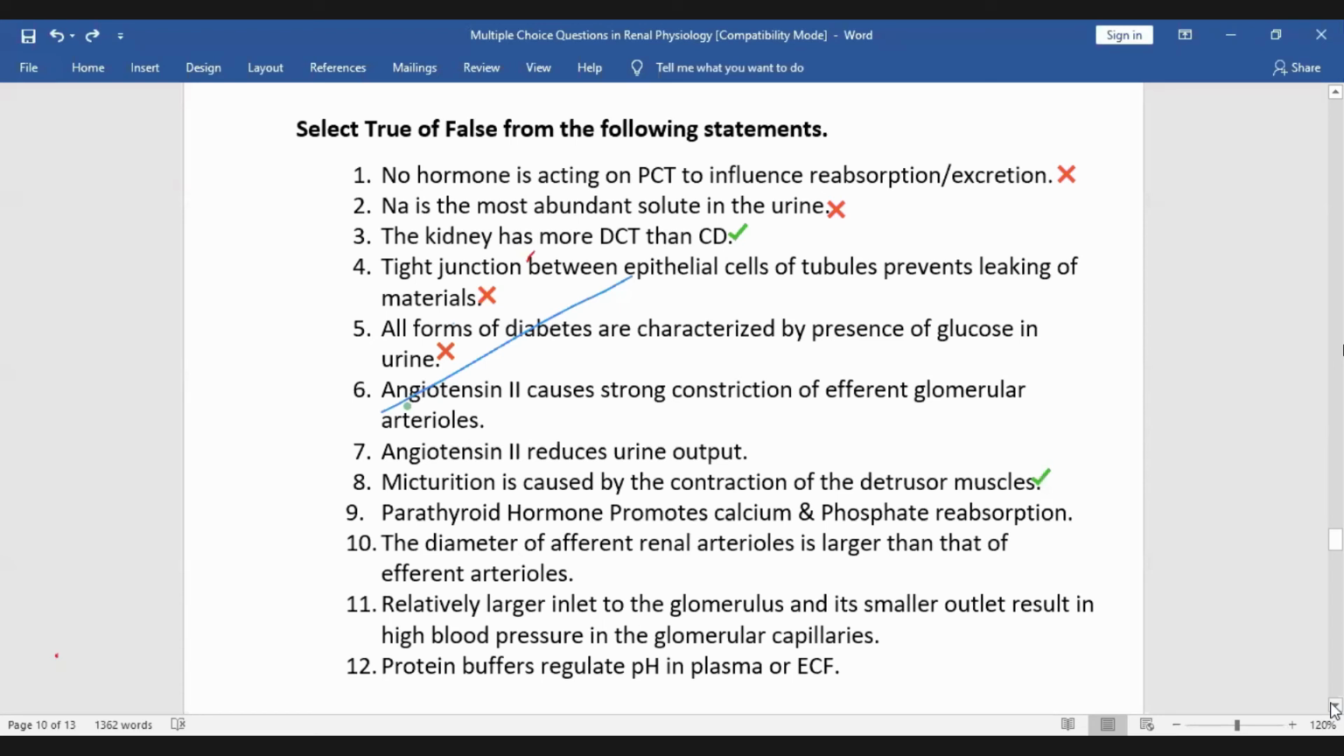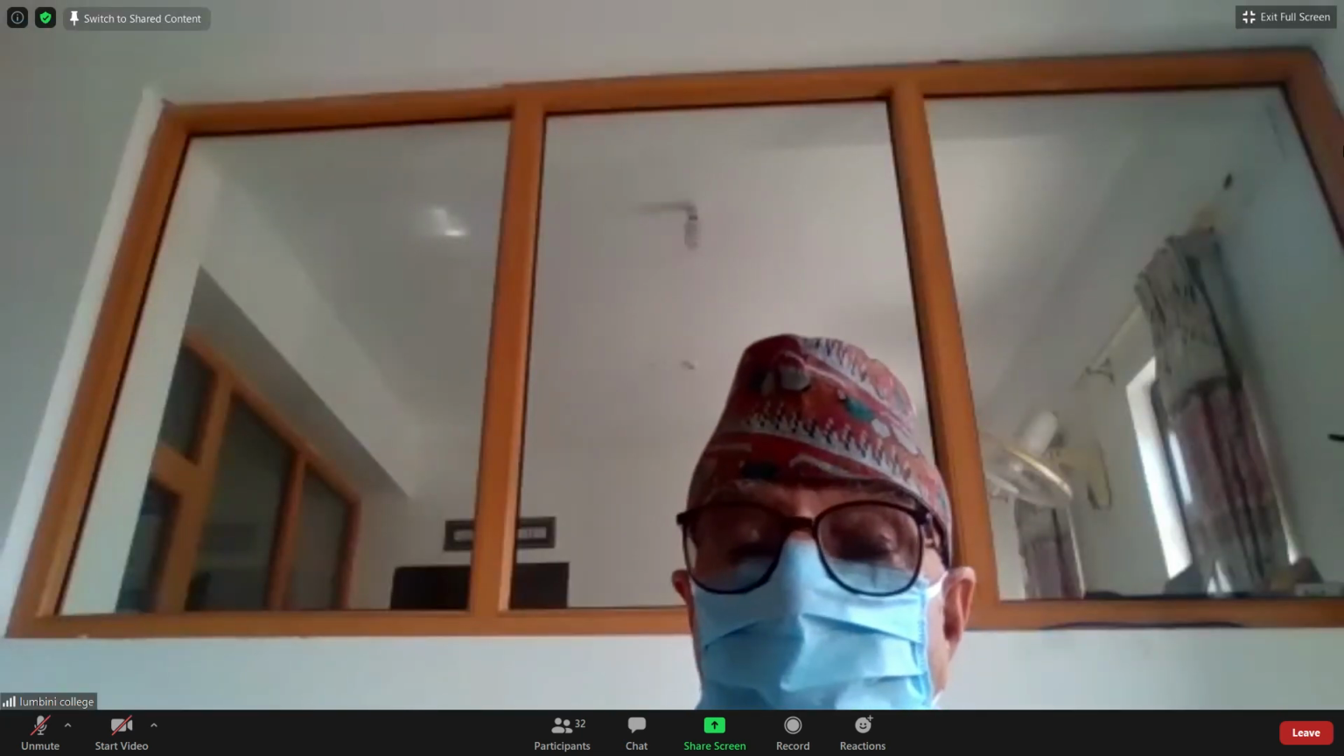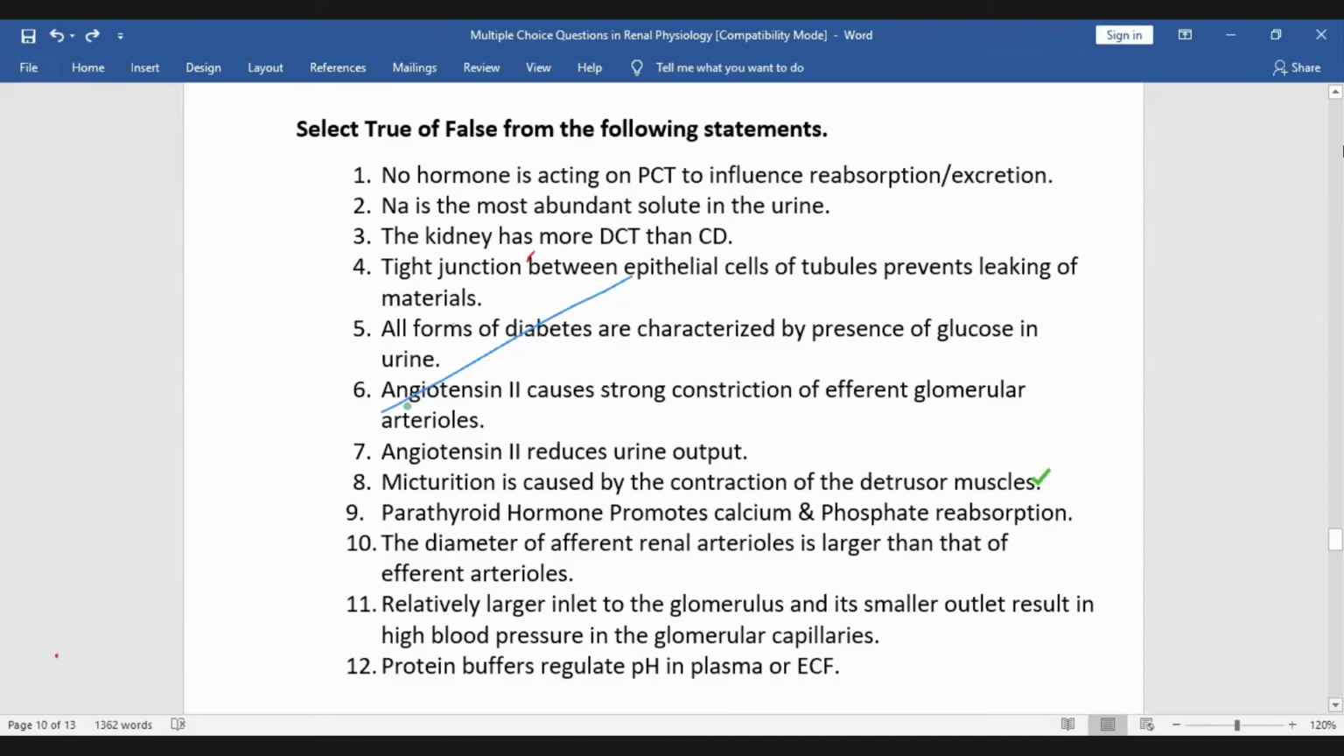Correct. A relatively large inlet to the glomerulus and a smaller outlet results in high blood pressure in the glomerular capillaries. That is, the larger diameter provides a large inlet to the glomerulus, and the smaller diameter provides a smaller outlet. Therefore, it causes a high blood pressure in the glomerular capillary, which favors filtration.